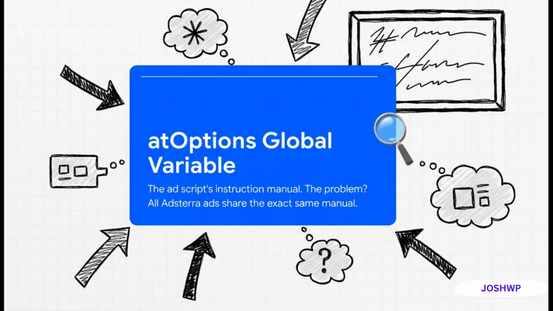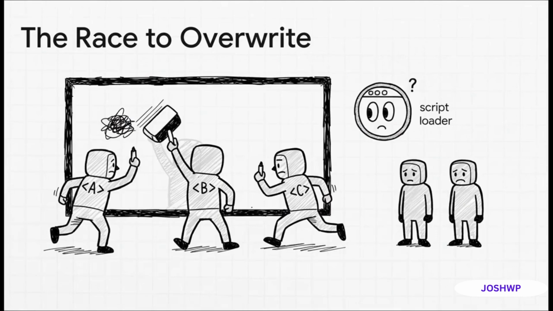Okay, let's zoom in on our main suspect. It's a global variable called @options. Every single ad from Adsterra uses this one variable to get its instructions. Its size, its special key, the whole shebang. The best way to think about it is like a single public whiteboard. Every ad has to run up and write its instructions on this one whiteboard before it can load. So because all your ad components are loading at once, they're all in a mad dash for that same whiteboard.